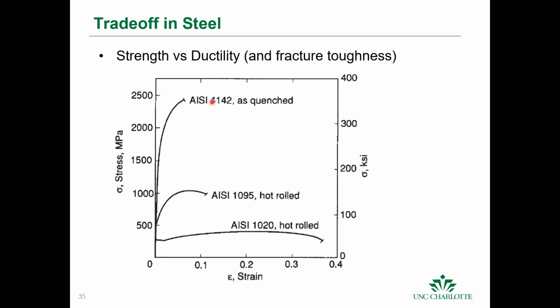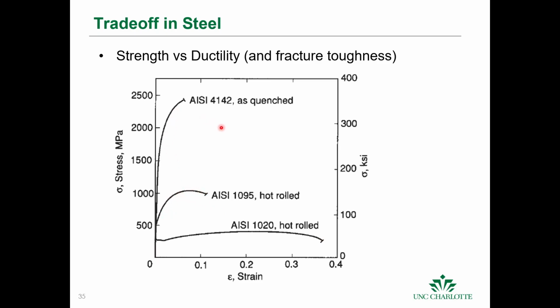Here is sort of the strength versus ductility. So really what we're doing, when we're talking about all these different materials and steels, is talking about what kind of properties we need. Do we need something that's really strong and somewhat brittle? Do we need something that's very ductile and can take a lot of energy? Do we need something that's kind of in between?